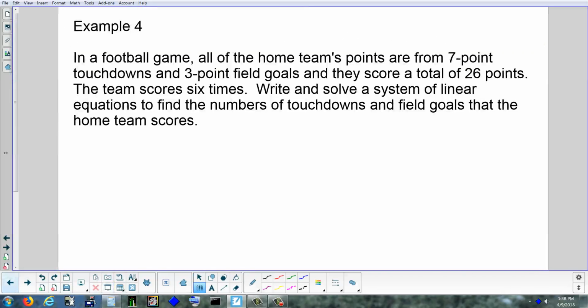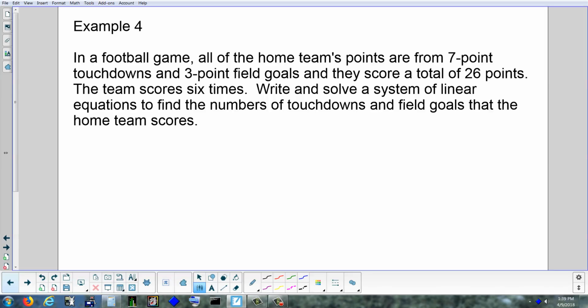I want to figure out how many touchdowns and how many field goals. All right. I hate word problems. Same. So what do we need first before we can even start to write this as equations? You know they score a total of 26. Collect information. What are equations made up of?